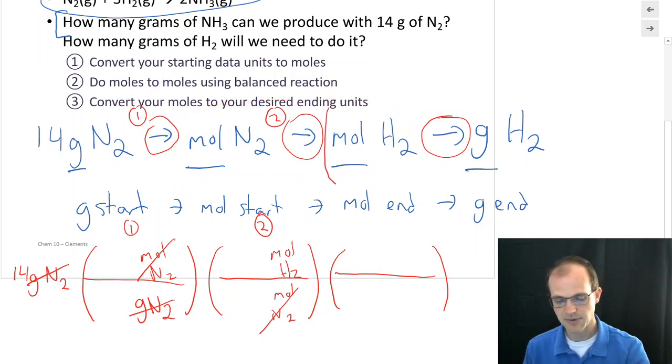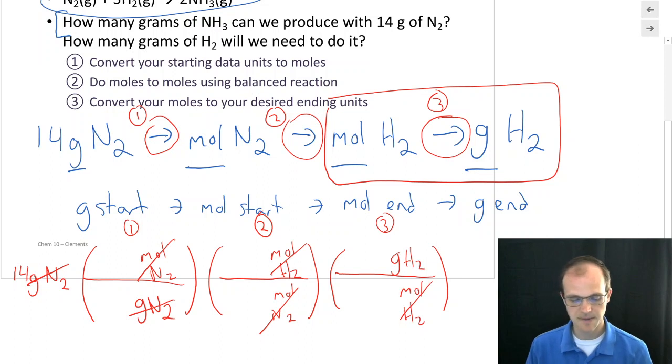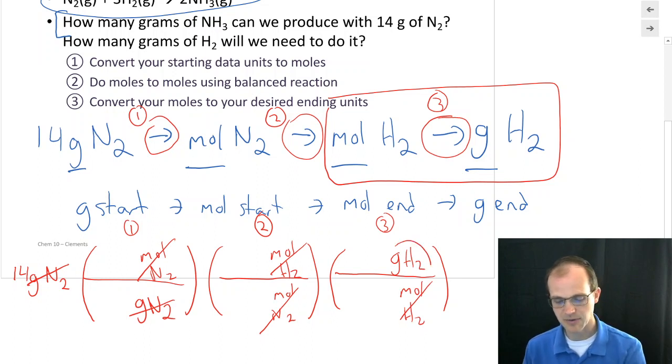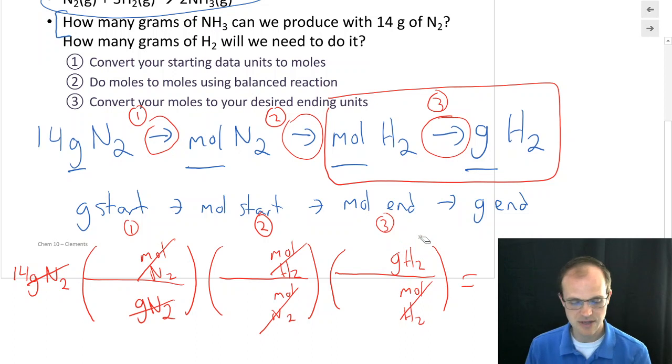And then step 3 is this one here. Where does my moles of hydrogen go? It goes on the bottom because it's got to cancel out. We don't want it anymore. And then what am I converting that into? The third step of my plan tells me that I'm converting that into grams of hydrogen. Everything cancels out. I ended up with grams of hydrogen, which is what I was looking for in my problem, and so I'm good. I can go ahead and stick in those numbers now.